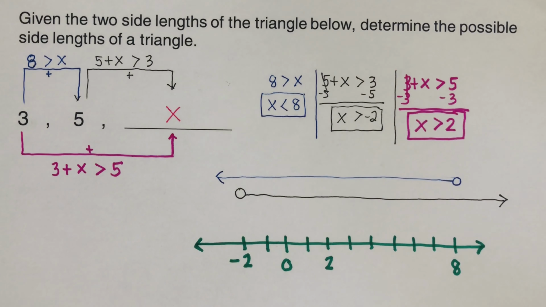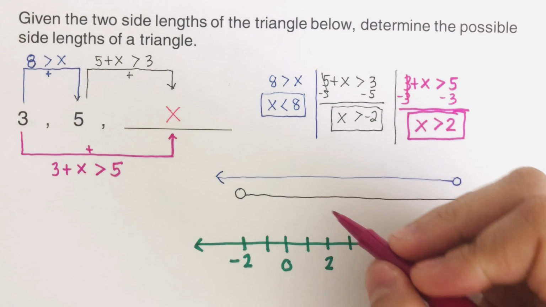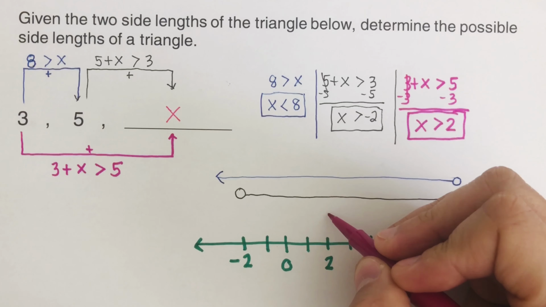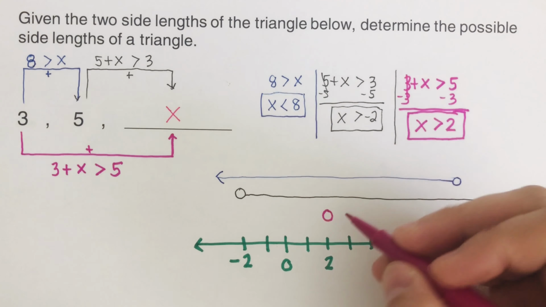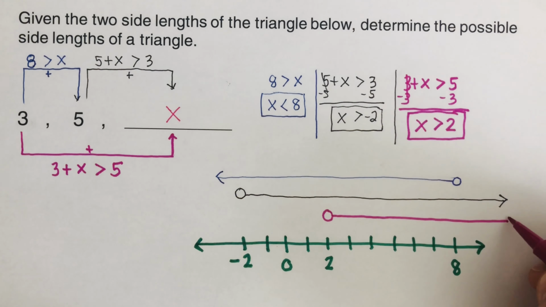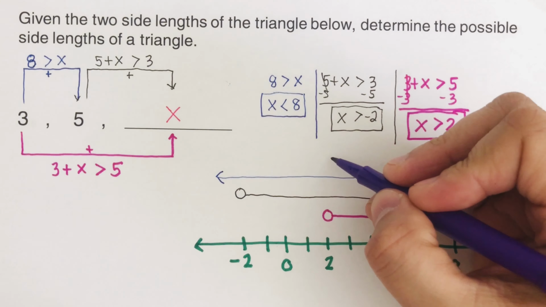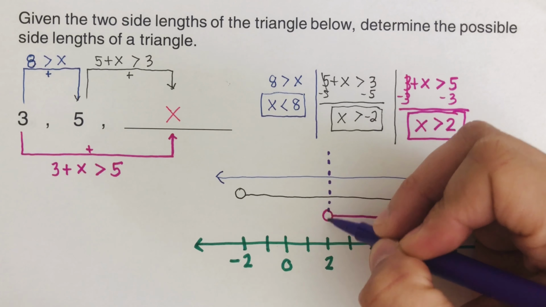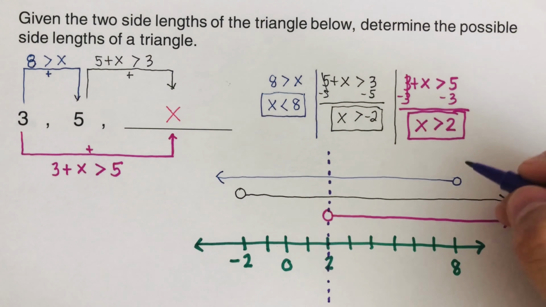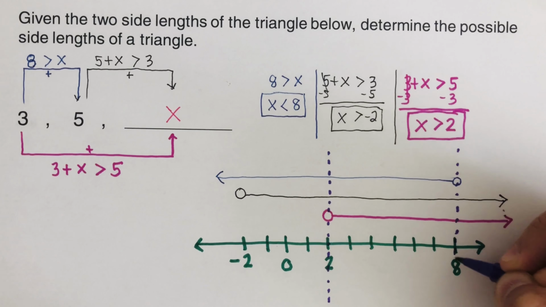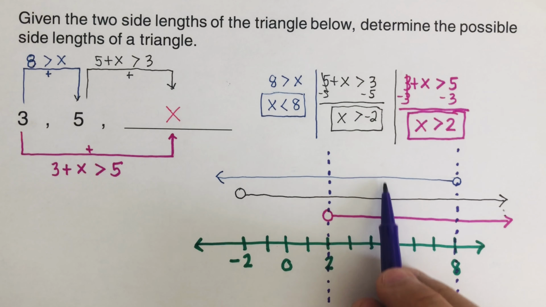And then the third one here in red is x is greater than 2. So this is the 2 right here. That's an open circle, and then it goes all the way to infinity. Now, where is our solution? The solution means the numbers that would work for this. So the solutions are actually located here, because this is where the three lines are intersecting.